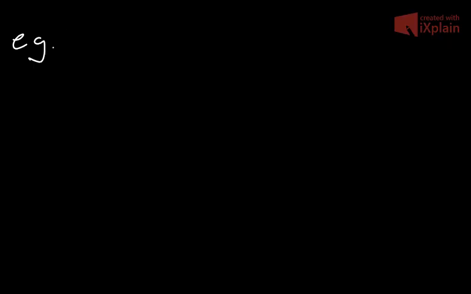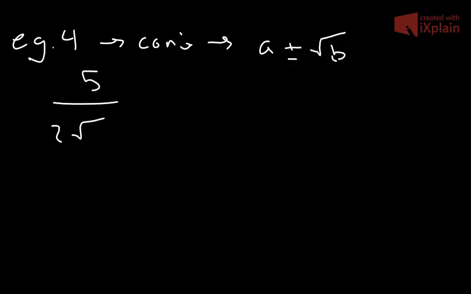This example will be a conjugate example. And a reminder that we do the conjugate when it's a term like a plus or minus root b in the denominator. So let's begin with our example of 5 over 2 plus root 3. Sorry. Always make sure there's a sign there to use the conjugate.